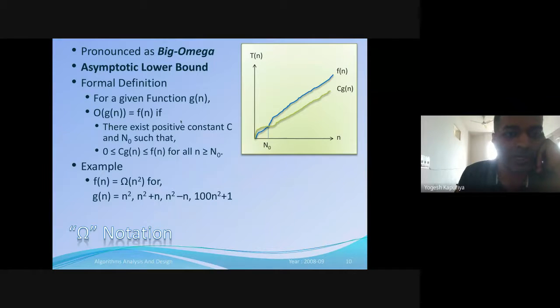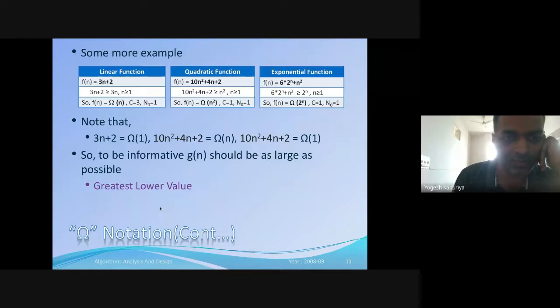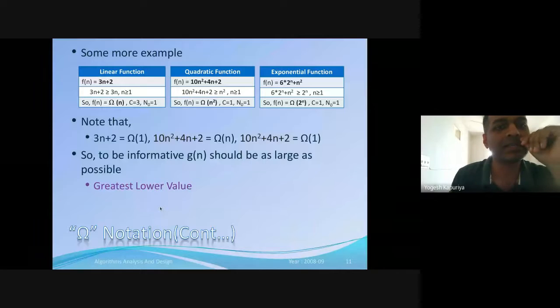Fn is equal to big omega of gn if there exist positive constants c and n0 such that this is true. And what is that? Exactly the inverse of what we had in big O. In big O, we have fn over here and cgn over here. In big omega, we have cgn over here and fn over here. So the big omega is an asymptotic lower bound. So you may ask how to find it or how to derive it. Let's discuss some examples.